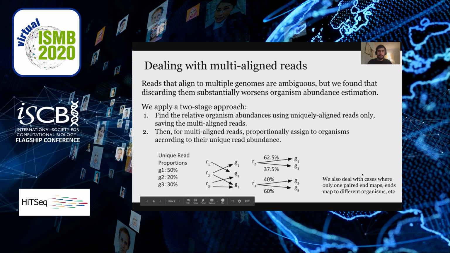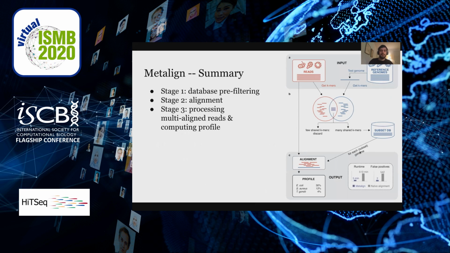And I kind of parenthetically mentioned here that we deal with all sorts of other funky scenarios where one paired end maps to one organism and the other maps to multiple, and there's a bunch of cases like that we deal with that I'll skip the technical details on. So that's basically the overview of the Metalign approach. We have the database pre-filtering step. We can dramatically reduce the database size, get the subset database, perform alignment with Minimap2. We deal with those multi-aligned reads and compute this output profile. Okay, so that's the Metalign approach, basically.